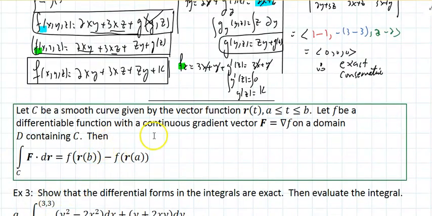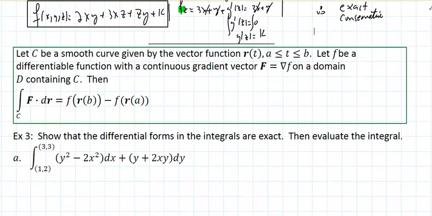Okay, if we continue on, I was going to make another video, but it seems I'm going to finish in about 7 to 10 minutes. Let C be a smooth curve given by a vector, where t is bounded between a and b. Let f be a differentiable function with continuous gradient such that you could find a potential function. Then when you want to evaluate the integral of f dot dr, remember f dot dr is work, something that we do a lot. It's f of r of b minus f of r of a.